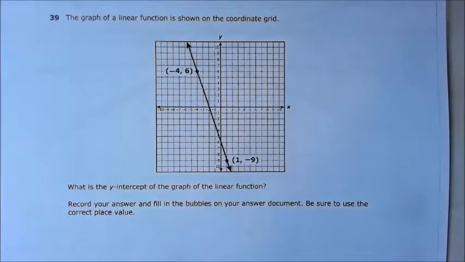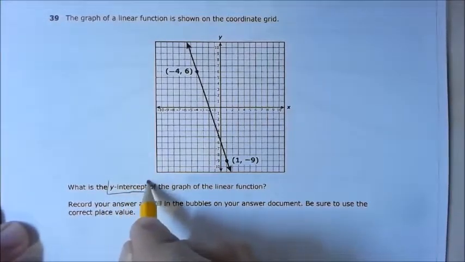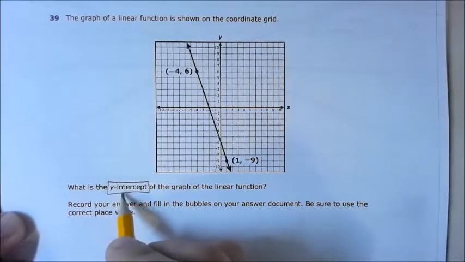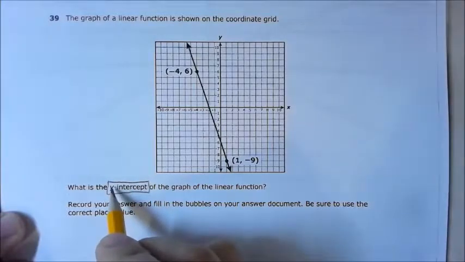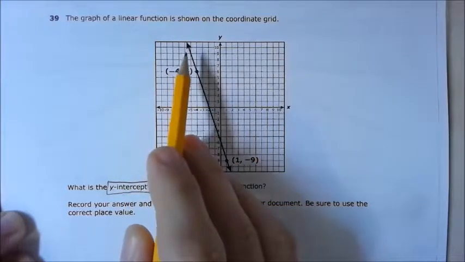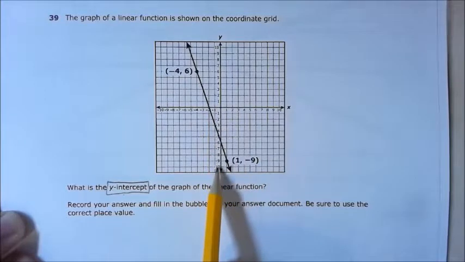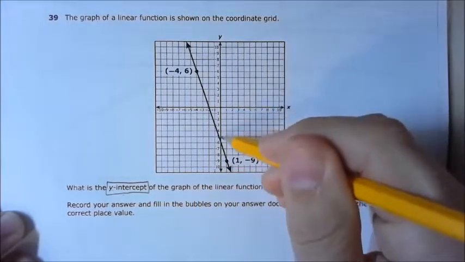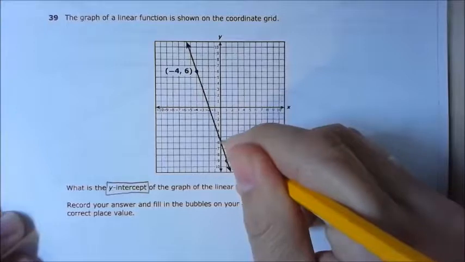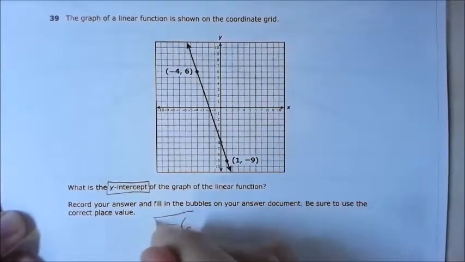So in this one it says the graph of the linear function is shown on a coordinate grid. What is the y-intercept of the graph of the linear function? I want you to box that, because on these you might get one that asks for slope. Make sure you box it. But this one is not asking for slope, it's only asking for the y-intercept. So we're simply going to look for, where does my graph cross this y-axis right here? If I follow it down, it looks like we cross right at -6. So the answer for this one is -6.